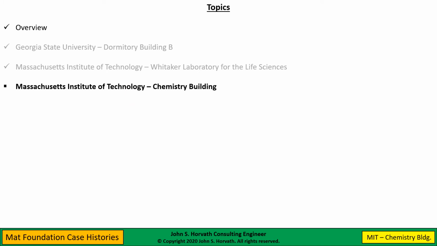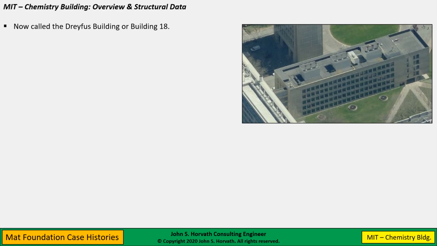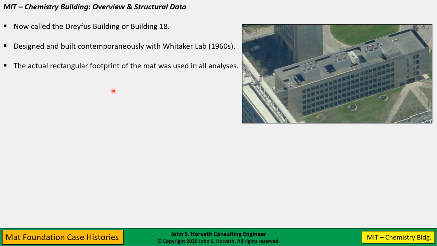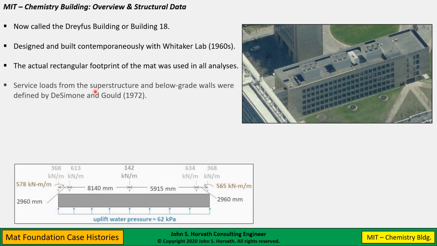The other MIT case history is the chemistry building. It's now called the Dreyfus building or building 18. Again, another relatively long and slender rectangle, a building of modest height. It was designed and built contemporaneously with the Whittaker Lab in the 1960s. Also was discussed in the DeSimone and Gould paper. Here's the loads that they gave in their paper.